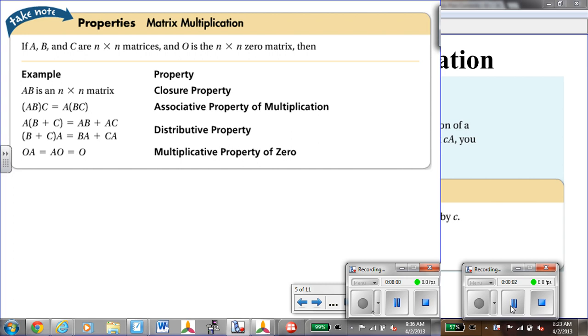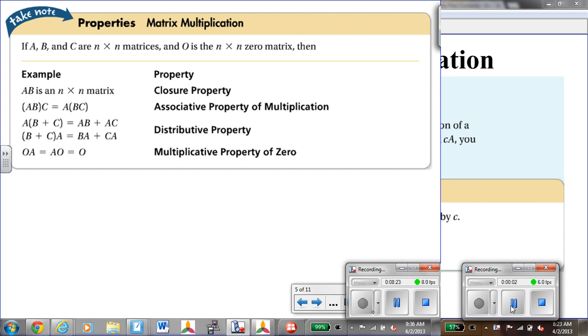Okay, properties of matrix multiplication. Again, they're just telling you that A times B is going to be a matrix. Closure property. Here, A, B, C, and then they just change the parentheses, right? That's the associative property. You're changing your association. The distributive property, you multiply 1 times the first and then times the second. It's the same thing. Okay.